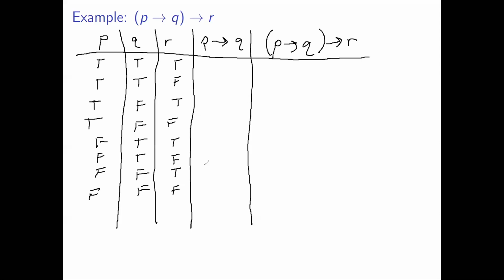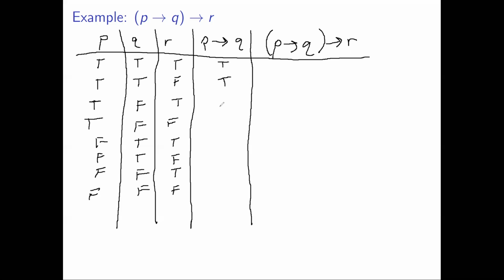So that gives us all the rows. And now we just need to fill out these last two columns. So P implies Q. This first row, we have P true, and we also have Q true. So P implies Q in that case is going to be true because both the hypothesis and the conclusion are true. Second row, same thing. The values for P and Q are the same, so we get true again.